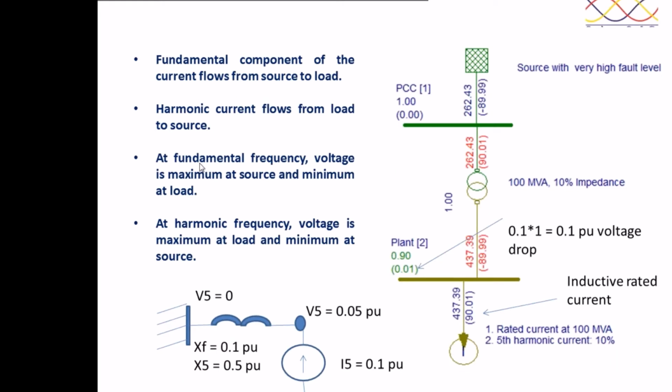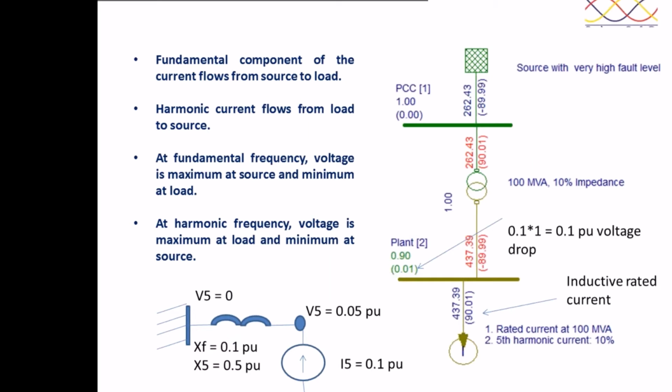Therefore, at fundamental frequency, voltage is maximum at the source and minimum at the load. This is what you need to understand from the source to the load. But for the transformer tap, capacitor, and the line charging susceptance, for the fundamental frequency, voltage keeps on falling and it is minimum at the load point, and at the source, voltage is maximum.